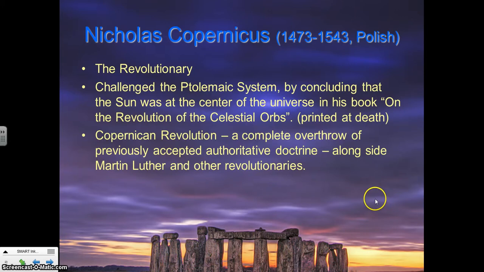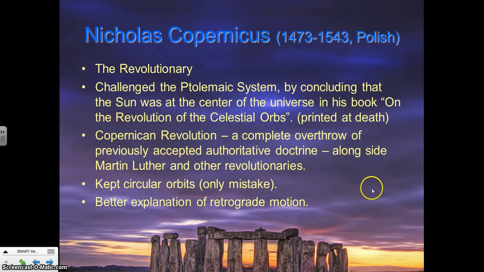So this was a complete overthrow of what was previously accepted, and of course alongside Martin Luther and the other revolutions that were taking place in Europe, because the learning center had switched from Greece and Rome to Europe with the Holy Roman Catholic Empire through the Dark Ages. So we had the world's culture center in Europe during this time, at least for the Western world. He kept the circular orbits, and that was a mistake again.